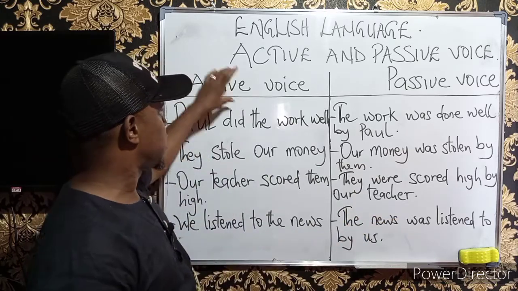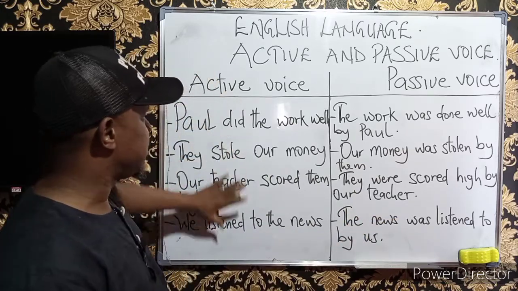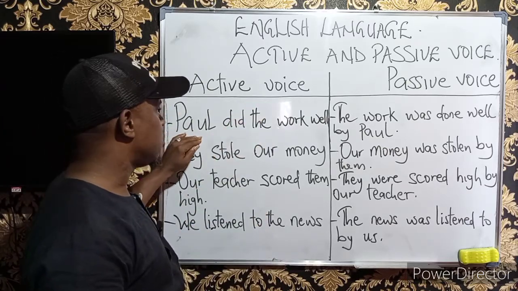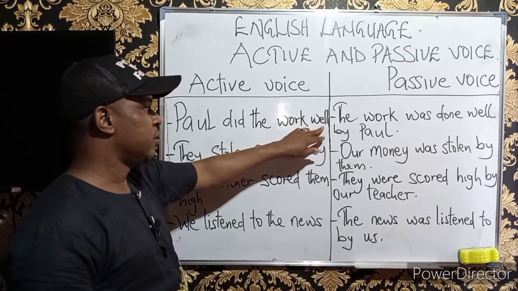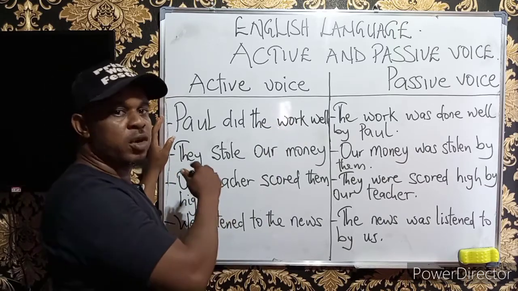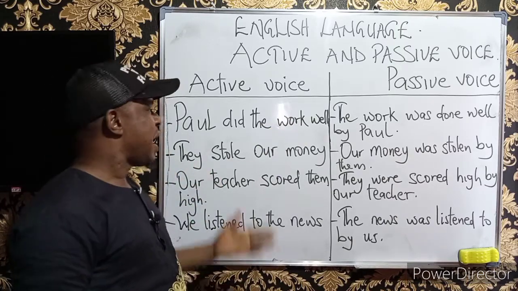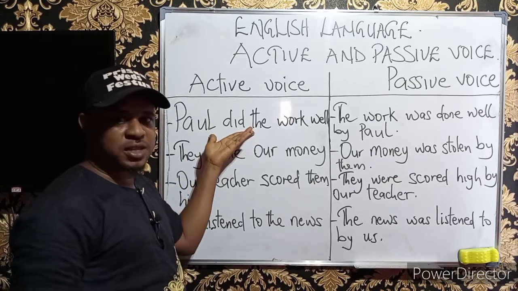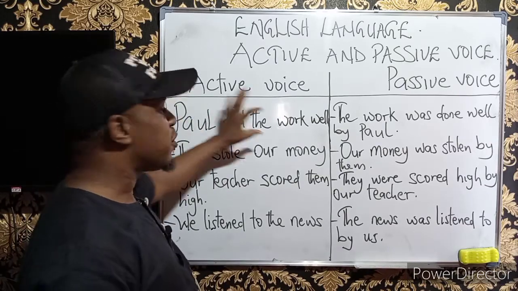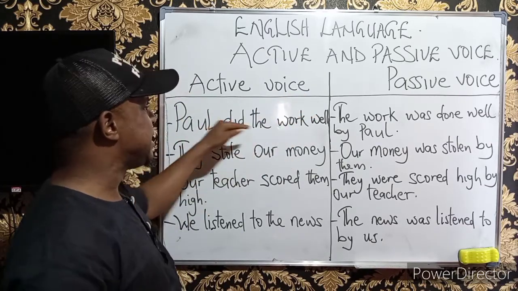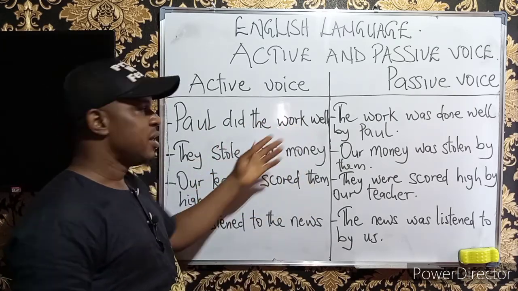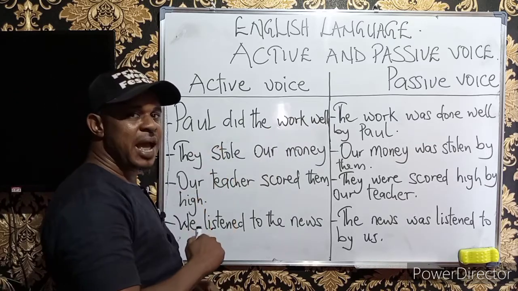For example, from what we see on the board, these are sentences established in the active voice. Number one says, Paul did the work well. Paul here is the subject of the sentence. From the structural arrangement of this sentence, we notice that Paul, being the subject, performed an action. That's why we said he did the work. That means he did something. So he performed an action here. Therefore, the sentence is in active voice.